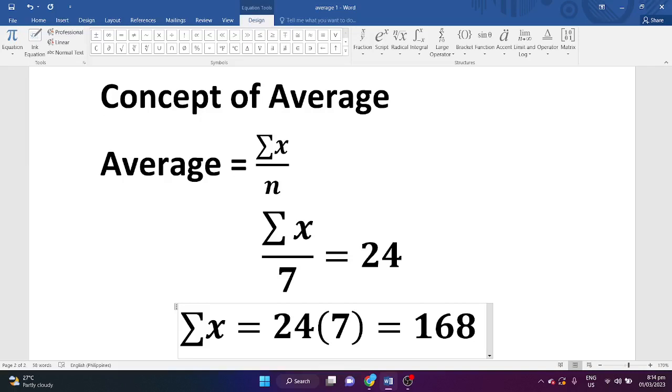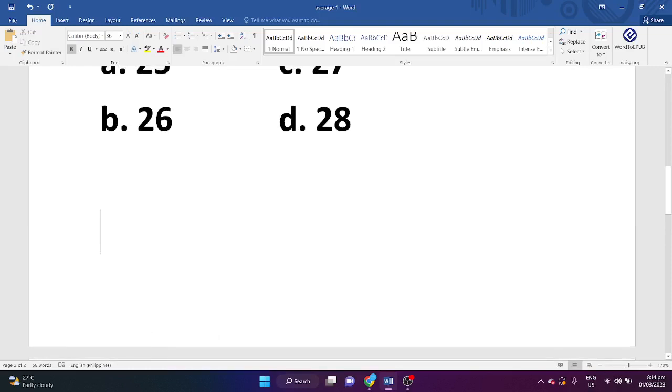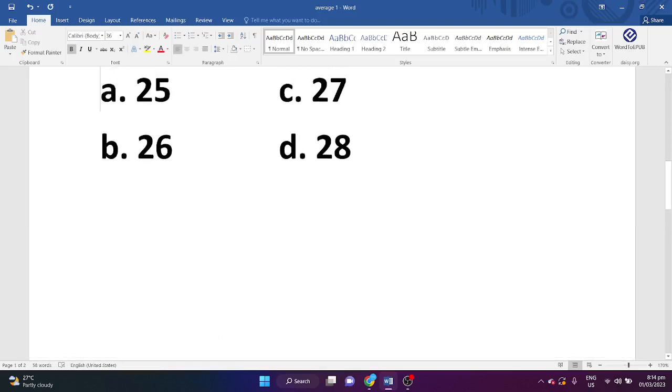Now we know that the summation, or the total, or the sum of the values of our data set is 168. We can use this and also use the options to find the average of the 5 middle numbers. So let me go back to the options that we have. For our option A, we have 25. If we have 25 as the average of the 5 middle numbers, we can simply input that in the summation of x, and let us check if we actually get 168 using the 25 as the average of the 5 middle numbers.